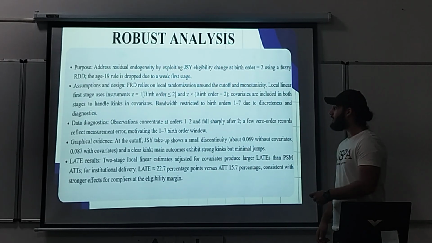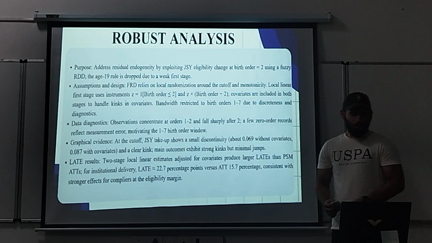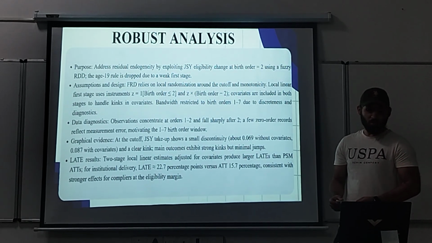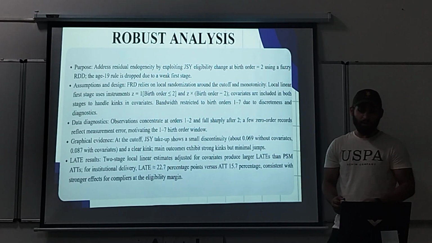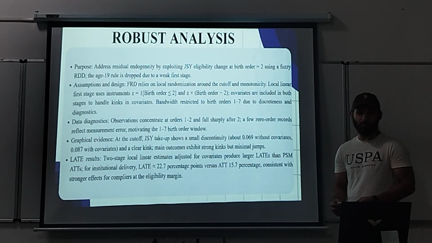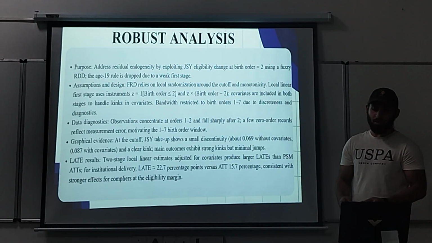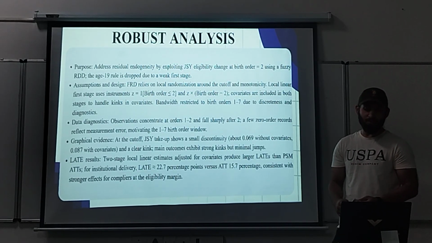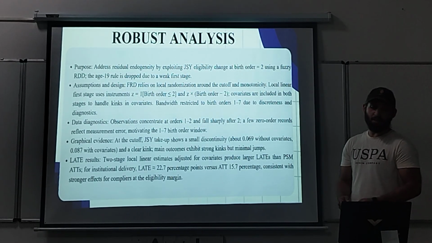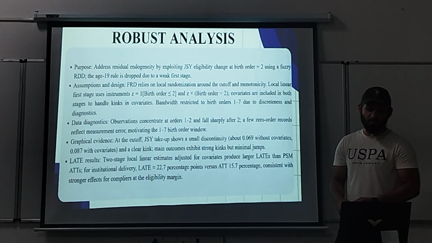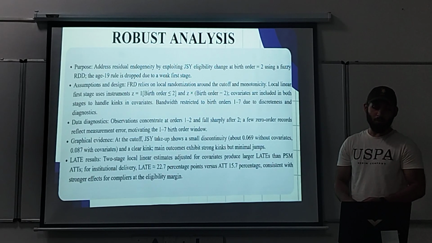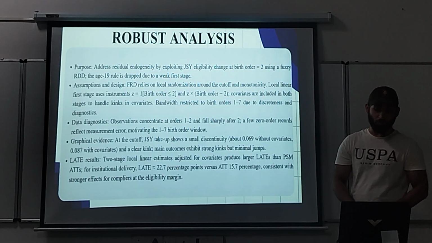The two-stage local linear estimates adjusted for covariates produce larger LATE estimates than PSM ATT estimates. For institutional delivery, the LATE estimate is approximately 22.7 percentage points, whereas the ATT estimate is 15.7 percentage points. This result is consistent with stronger effects for compliers at the eligibility margin.